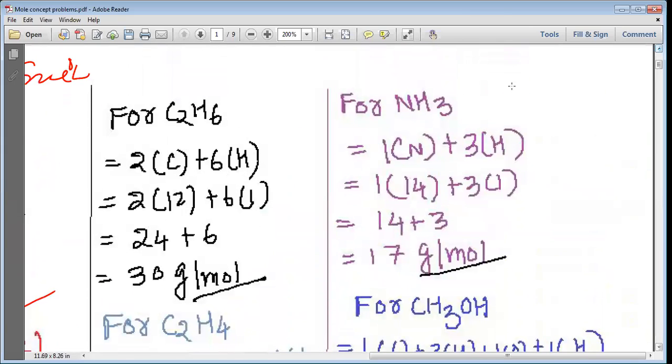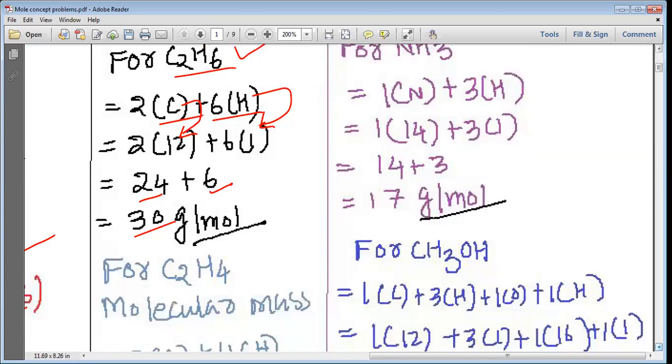Now we want to calculate the molecular mass for ethane. We can see from the formula that in ethane we have 2 atoms of carbon and 6 atoms of hydrogen. Therefore, the molecular mass of ethane is equal to 2 into atomic mass of carbon plus 6 into atomic mass of hydrogen. The atomic mass of hydrogen is 1. The atomic mass of carbon is 12, and that is why for C we put 12, for H we put 1. 2 into 12 plus 6 into 1. 12 2s are 24 and 6 1s are 6. And by adding 24 and 6 we get 30. So for ethane C2H6, the molecular mass is 30 gram per mole.